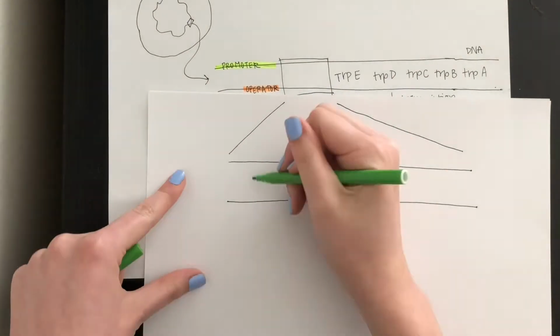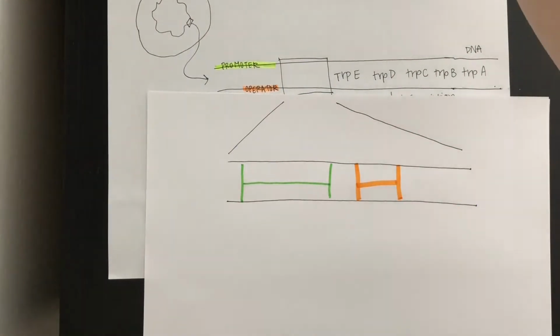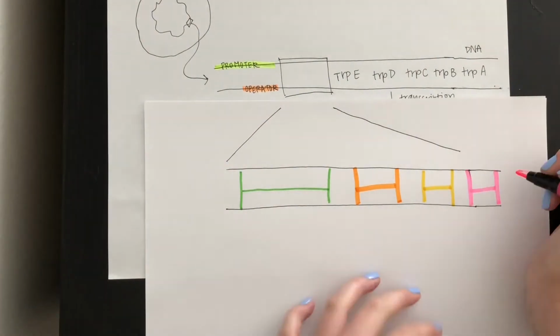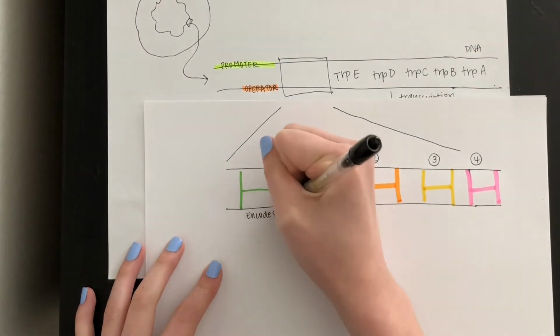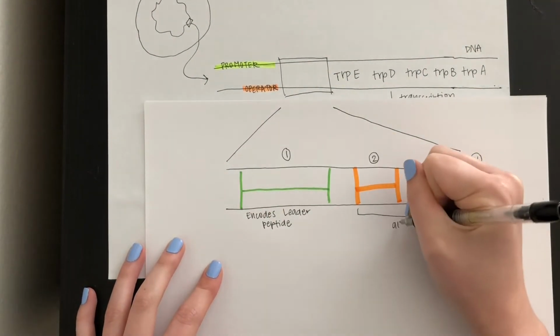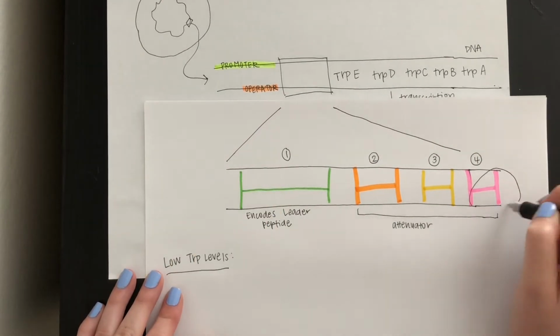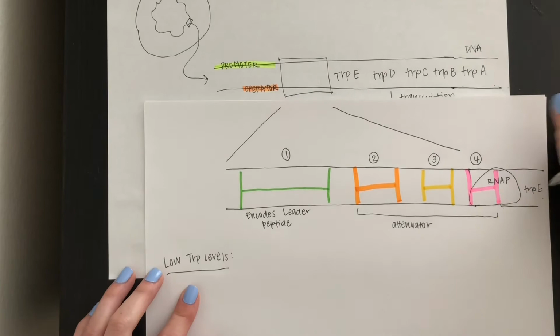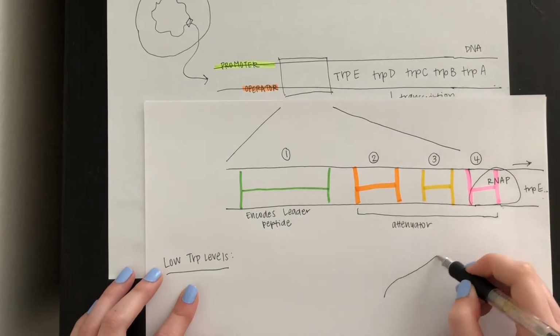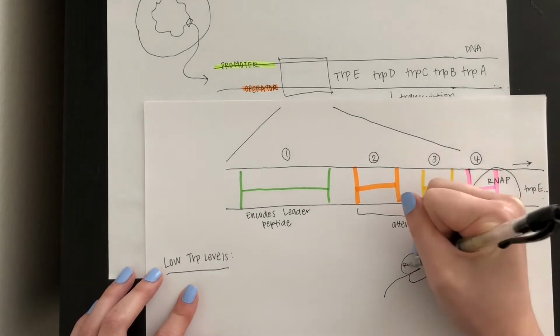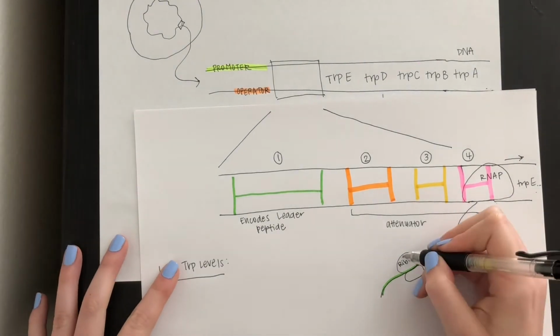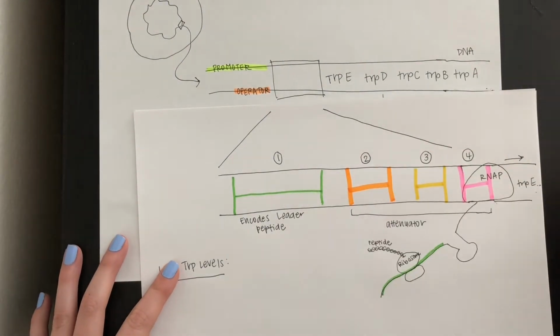After the operator, but before the genes that code for proteins, there is a section of DNA we haven't talked about. The first part of this sequence encodes for the leader peptide, which contains 2 TRP codons, and the next 3 sections make up the attenuator. As you know, bacteria begin translation before transcription is complete. The ribosome begins translating the leader peptide sequence.